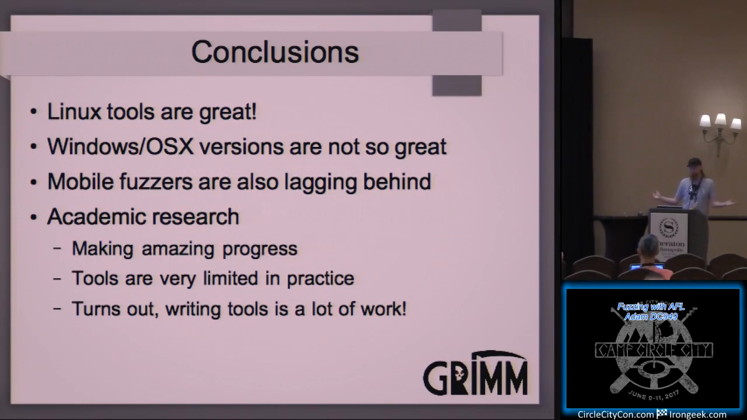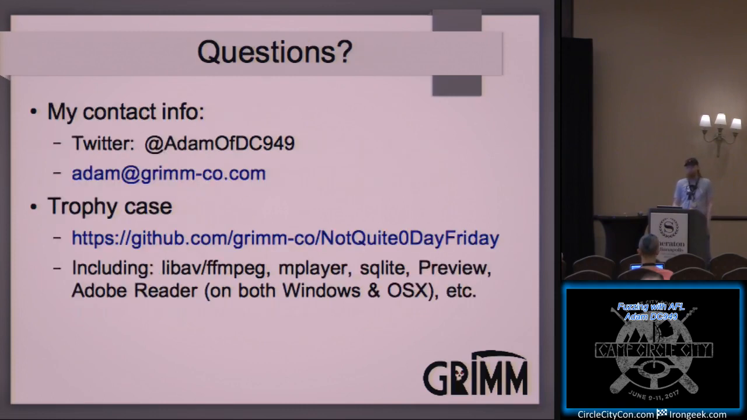Basically, Linux tools are great. Windows, not so great. The academic research is amazing, and the tools are awesome when they work, but they're not broadly applicable because that's not really the problem that the academics are trying to solve. They're trying to prove this is possible, and they've done so. So their job is done. And if you want to use their tools, it's up to you to improve them, extend them, etc. It turns out that's a lot of work, and so academics are like, nah, I'm going to move on to something more interesting. That's boring.